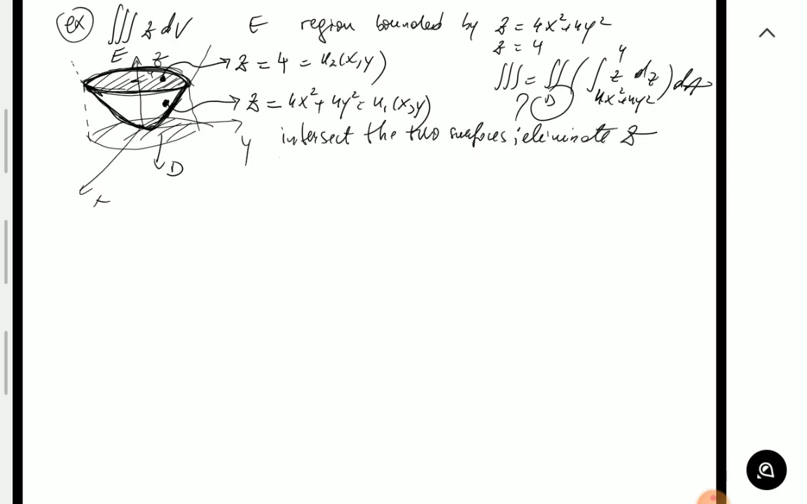So if I set the 2 surfaces equal to each other and divide by 4, I get a circle, which means the domain is the disk represented by x squared plus y squared equals 1. It's a solid, right? So it projects not just on the circle, but on the interior of that disk, of that circle.